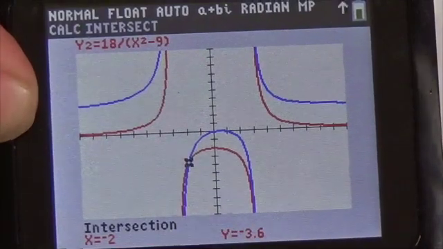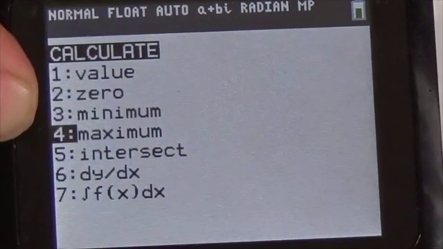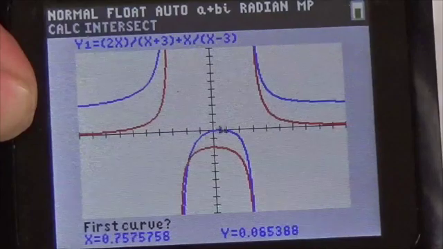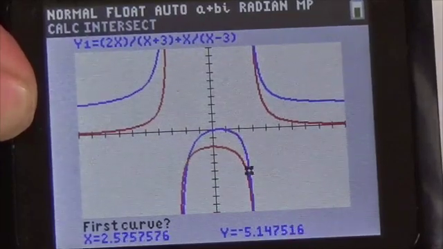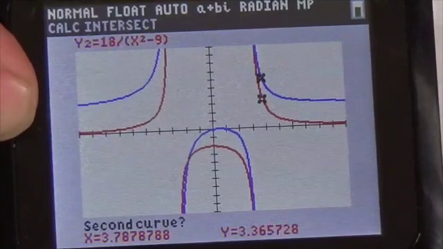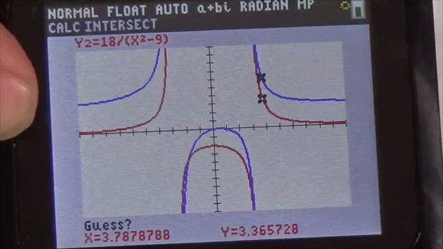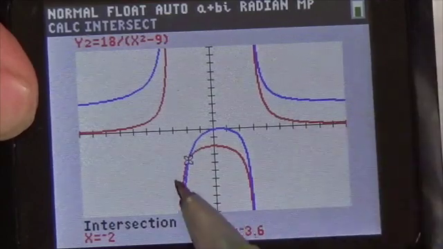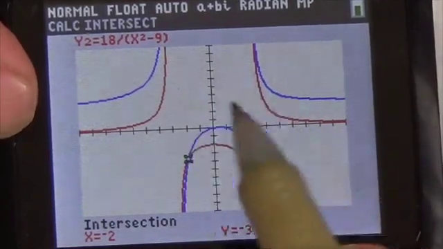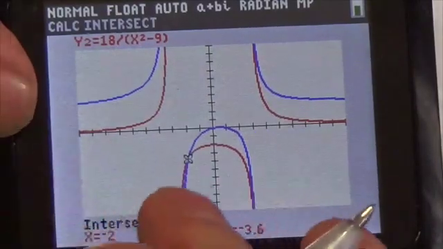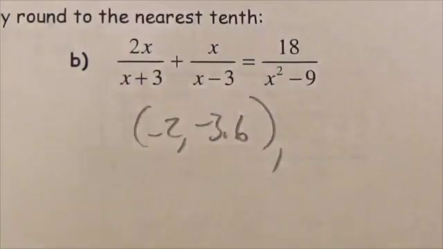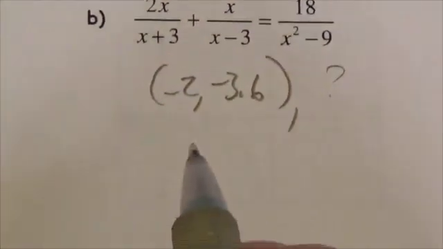Good. Now, I'm going to check intersect. I'm going to check on the far side of this other asymptote here. So I'm going to go past x equals +3, come down here. Let's see if these guys intersect over here. First, second, third, go past the guess. Oh, and it jumped me over here. I'm really surprised that it jumped over that asymptote. That's really strange. I didn't anticipate that. So it looks like we're getting only one point of intersection here, the point -2, -3.6. Okay, so nothing else here.